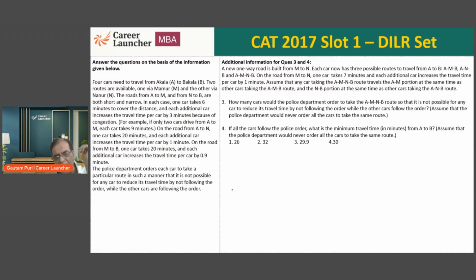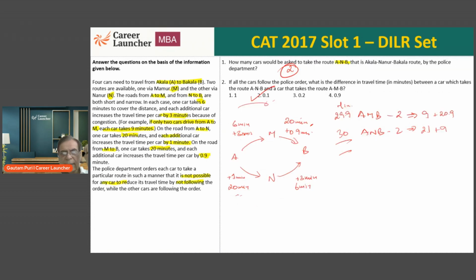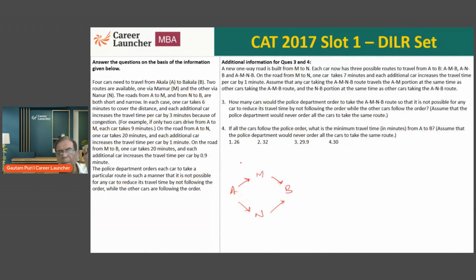So let's draw the figure again. A and B, A and B. And what was the data given here? 6 minutes plus 3 minutes. AM is 6 minutes per car, and additional 3 minutes to cover the distance if there's an additional car. So every additional car, and similarly, MB was 20 minutes and additional time of 0.9 minutes per car.